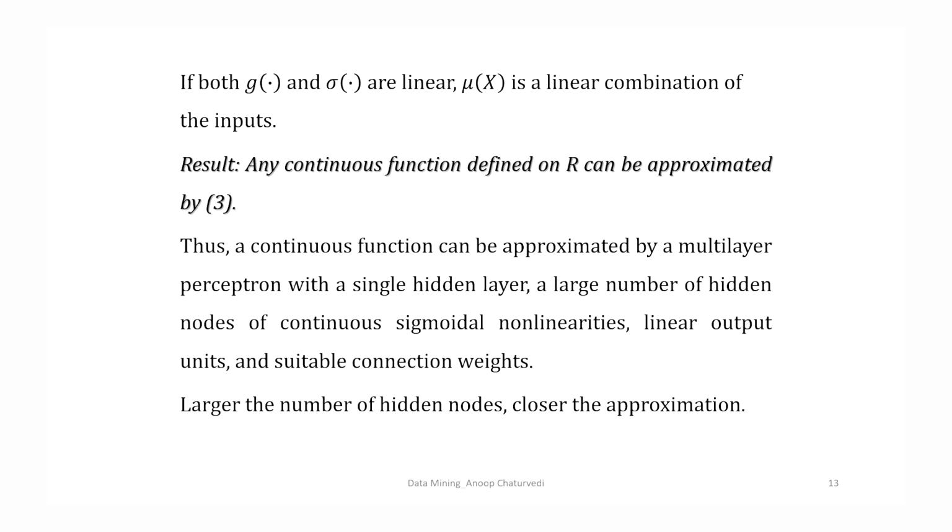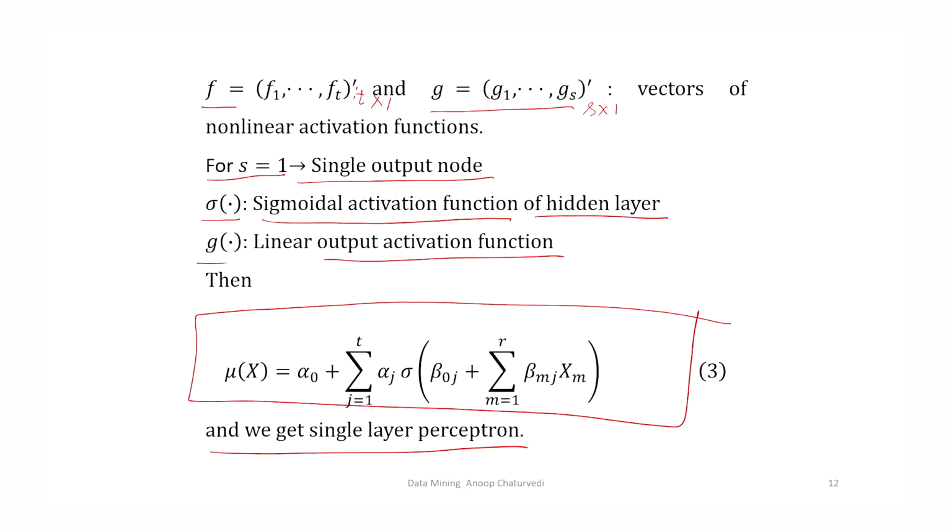Now, if both g and sigma are linear, then mu x is a linear combination of the inputs. So, here if you take sigma also linear, then ultimately mu x is a linear combination of the input variables. So, it is just like a multiple linear regression model.